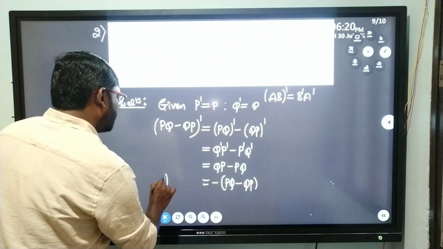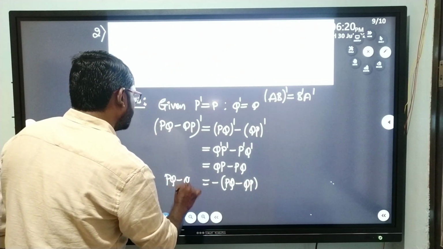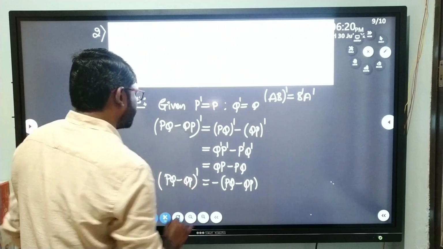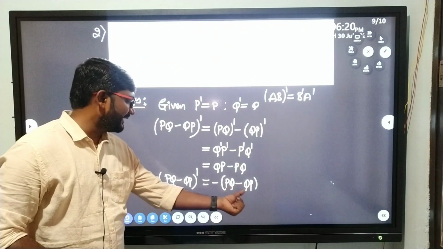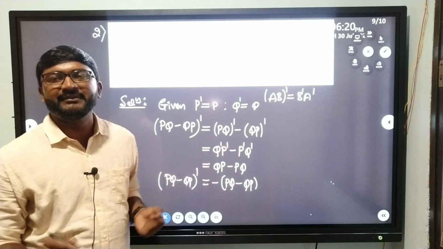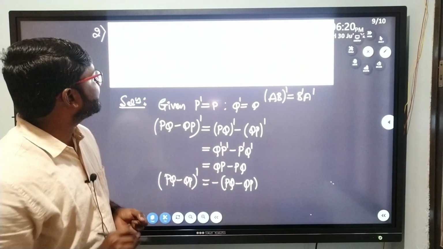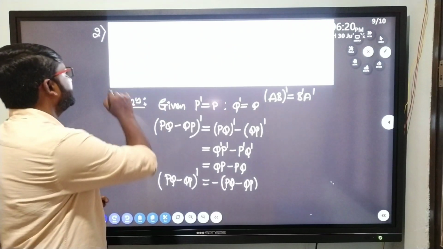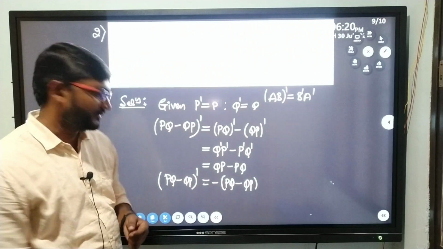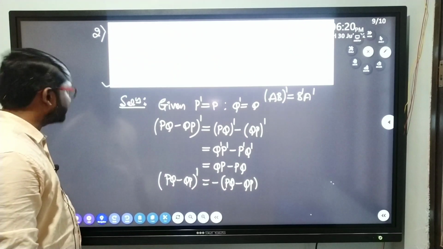So here PQ minus QP the whole dash is minus of PQ minus QP. Now this is there in the form of A dash equal to minus A. A dash equal to minus A means A is a skew symmetric matrix. That means option D is the correct answer. So let us go for the next one.